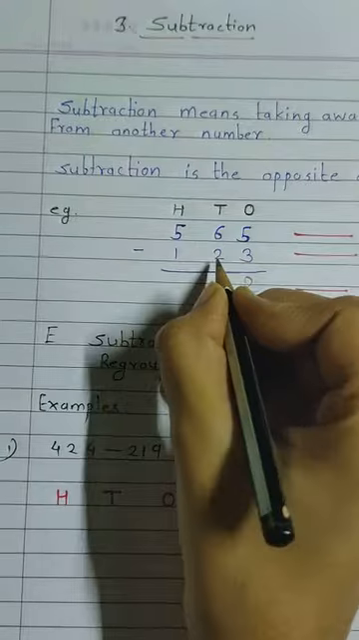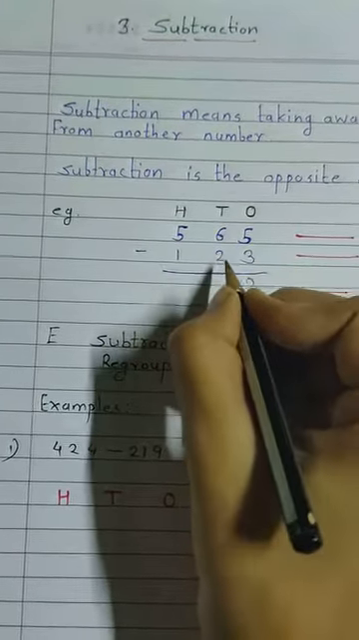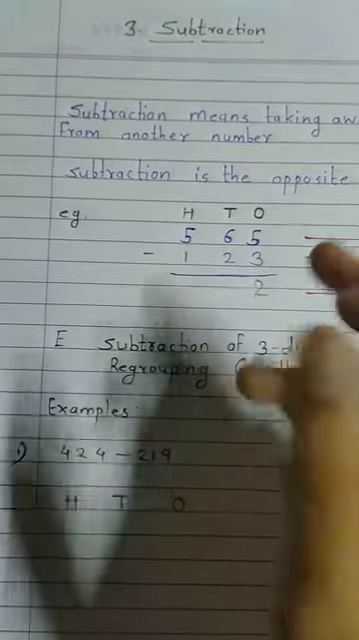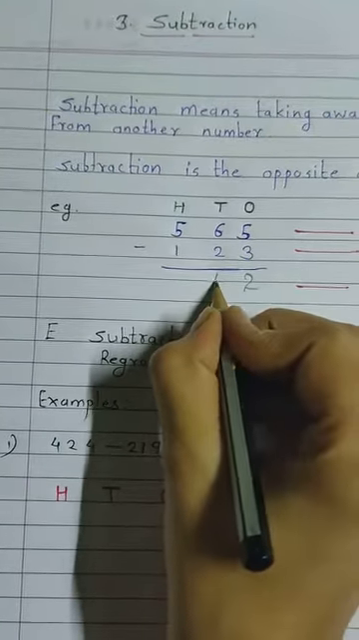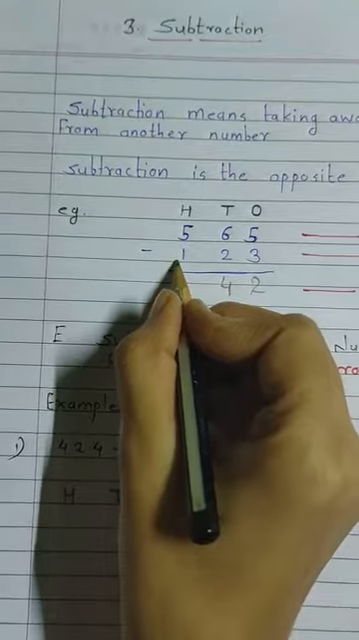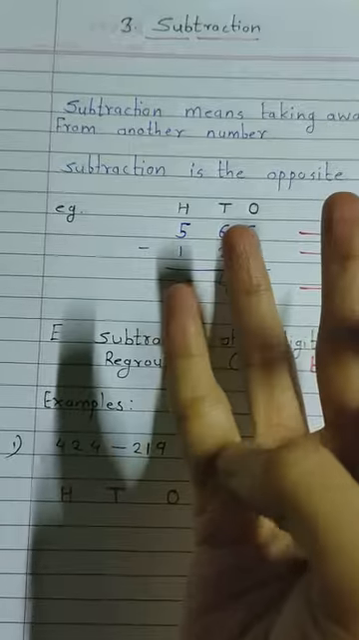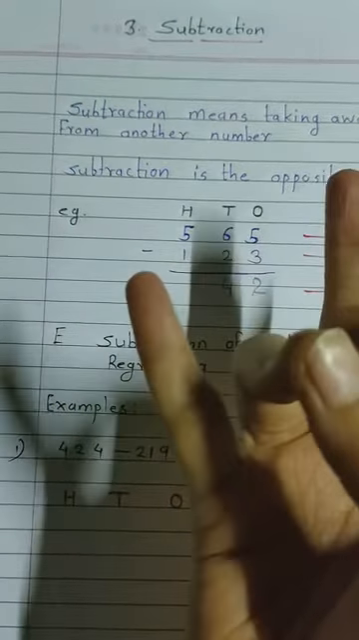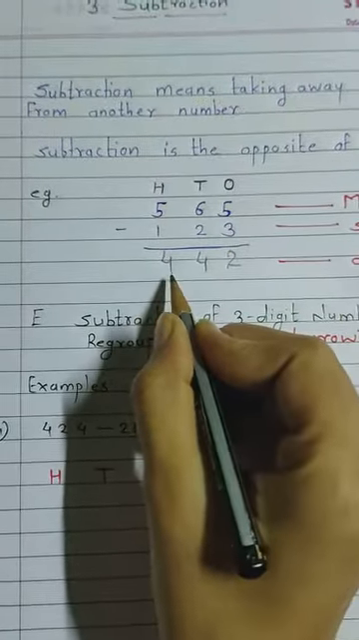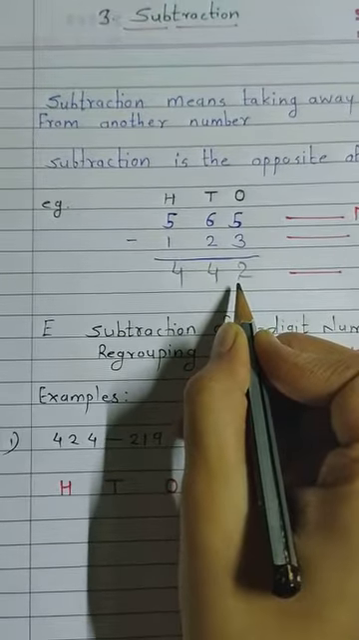Then 6 minus 2. What will you do? You will count from the small number to the big number. After 2: 3, 4, 5, 6. How many are there? 4. So you will write 4 here. Then 5 minus 1. Count after 1 up to 5: 2, 3, 4, 5. How many are there? 4. So you got the answer here, 442.